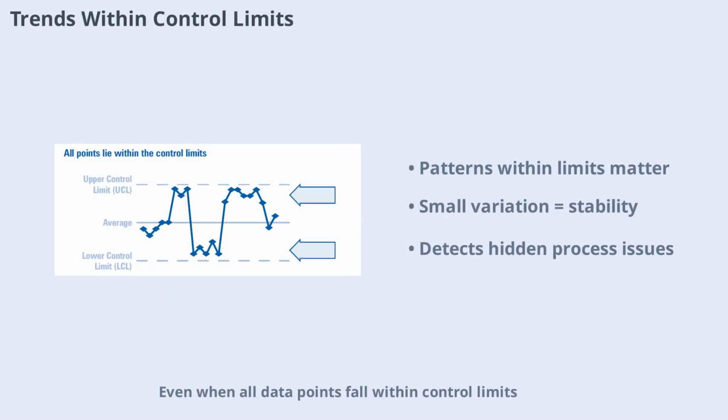Even when all data points fall within control limits, certain patterns like erratic ups and downs or clusters may indicate underlying process issues. Small variations compared to control limits suggest a stable process, but sudden shifts or cycles can reveal hidden problems. Recognizing these subtleties is essential for proactive process management and continuous improvement.